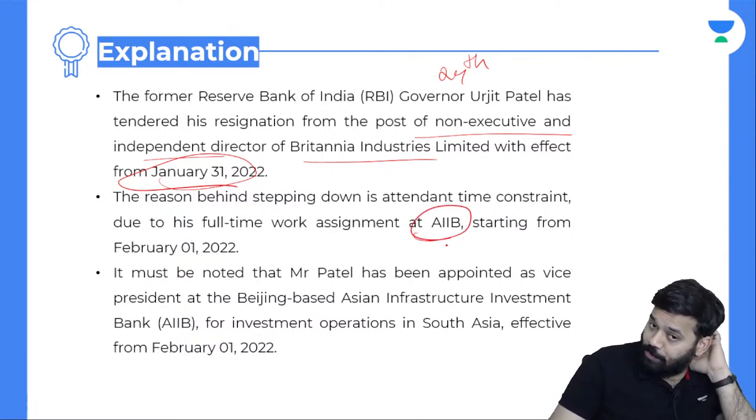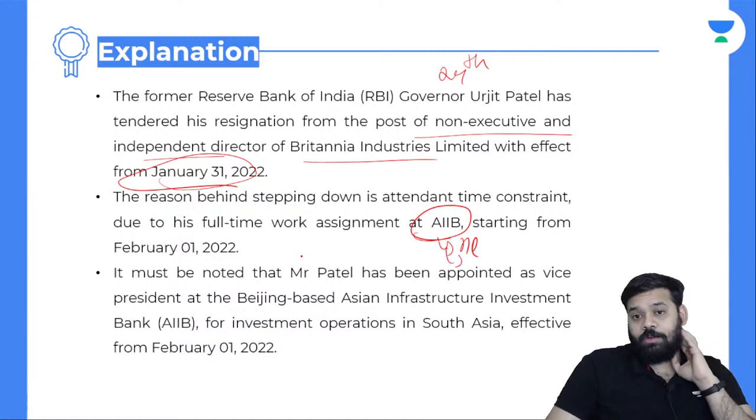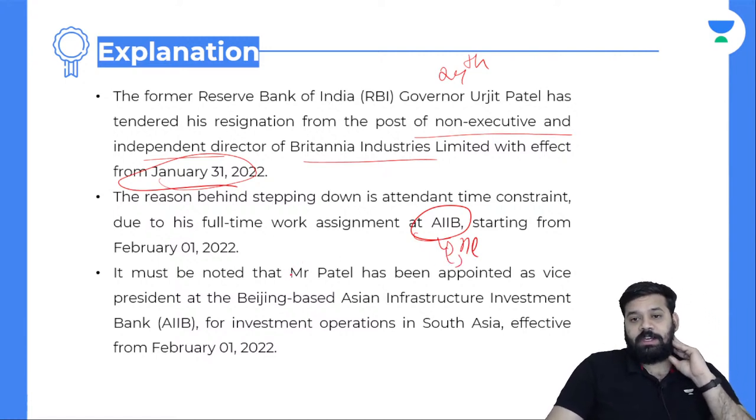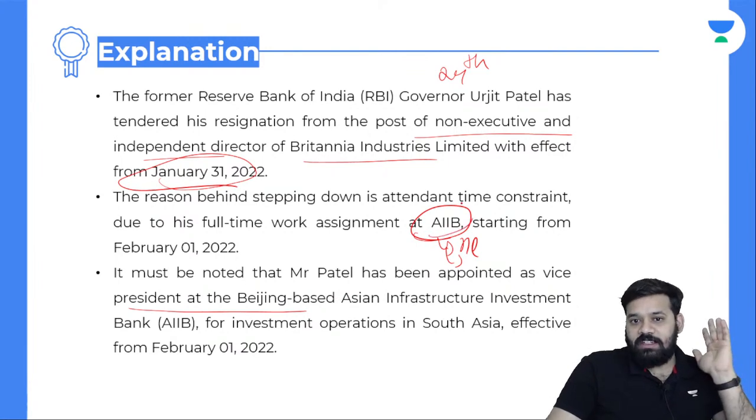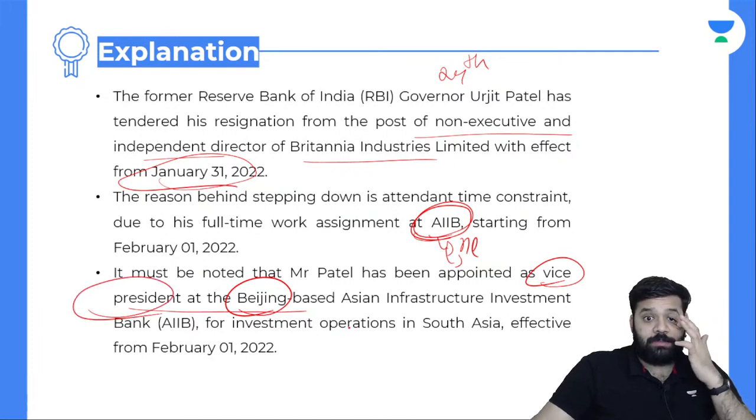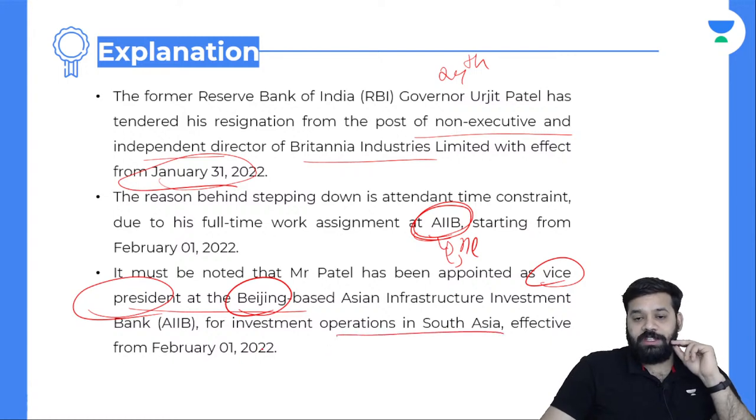So do tell me about the Asian Infrastructure Investment Bank. Where is the headquarters and what is the position of Urjit Patel? I have done this in my recent classes. Starting from Feb 1st, 2022, Mr. Patel has been appointed as Vice President of the Beijing-based Asian Infrastructure Investment Bank, for investment operations in South Asia.